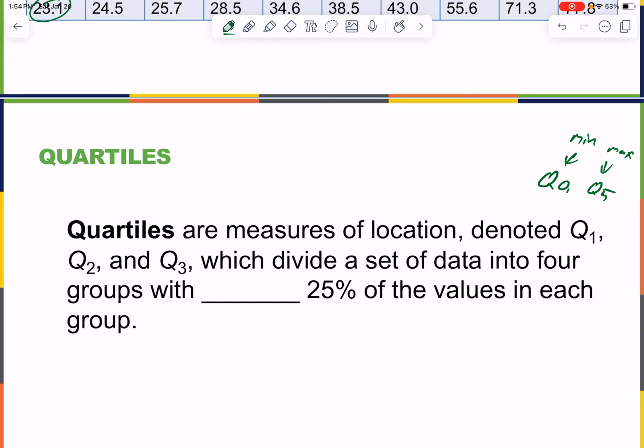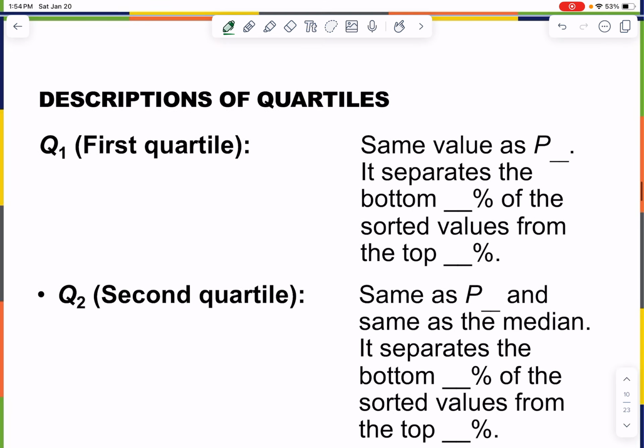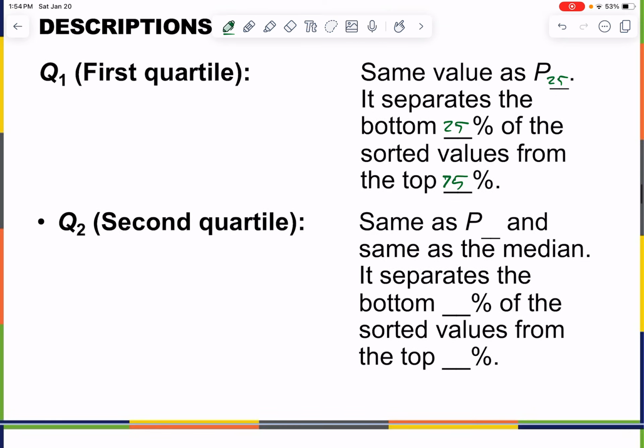It divides the data into 4 groups with about, not exactly the same, but about 25% of the values in each group. Description of the quartile. So the first quartile, Q1, is the exact same thing as P25, the 25th percentile. It separates the bottom 25% of the sorted values from the top 75%. The second quartile is the exact same thing as P50, and it's the same as the median. So the median is P50.